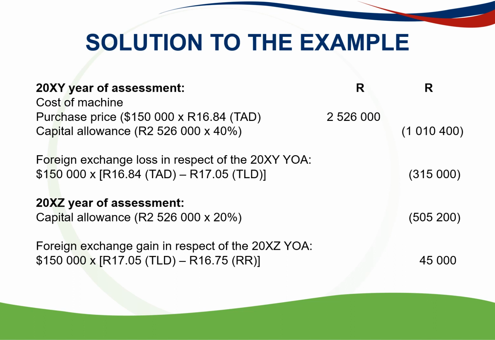And then, because the payment was made on 30 June 20XY, we need to determine the foreign exchange gain in respect of the 20XZ year of assessment. So that will again be the 150,000 US dollars multiplied by the 17.05. This is your translation date, in other words 31 March, at the end of your previous year of assessment, less your realization date, and this will be the 30 June 20XY, and that is your R16.75. Okay, there we get to a foreign exchange gain that must be added to your 20XZ year of assessment of R45,000.